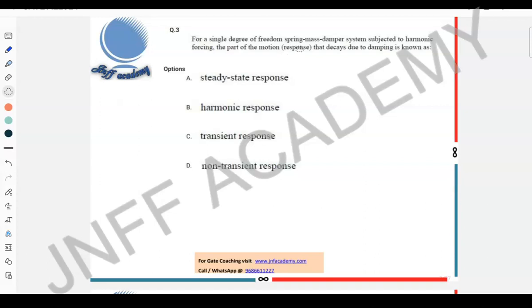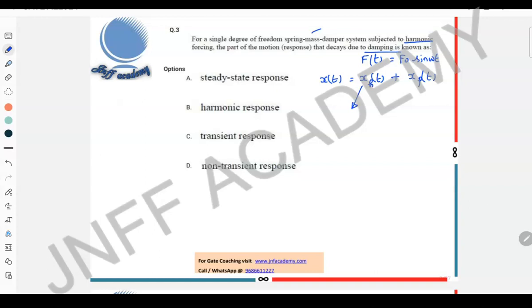Actually, this problem is a spring mass damper system problem. Here they gave the external force as a harmonic function. This function is nothing but f of t is equal to f naught sin omega t. Here they are giving some damping, so based on this damping, we have to select the correct option. Therefore, the net solution consists of two parts. One is the homogeneous part due to the damping, and the particular integral part that is due to the externally applied forcing, xp. So in this question, they are asking about the part that decays due to damping.